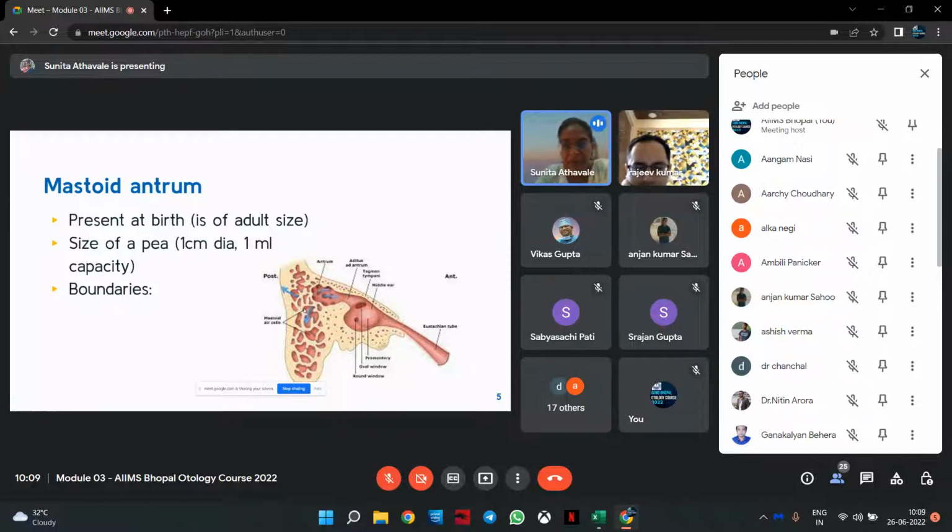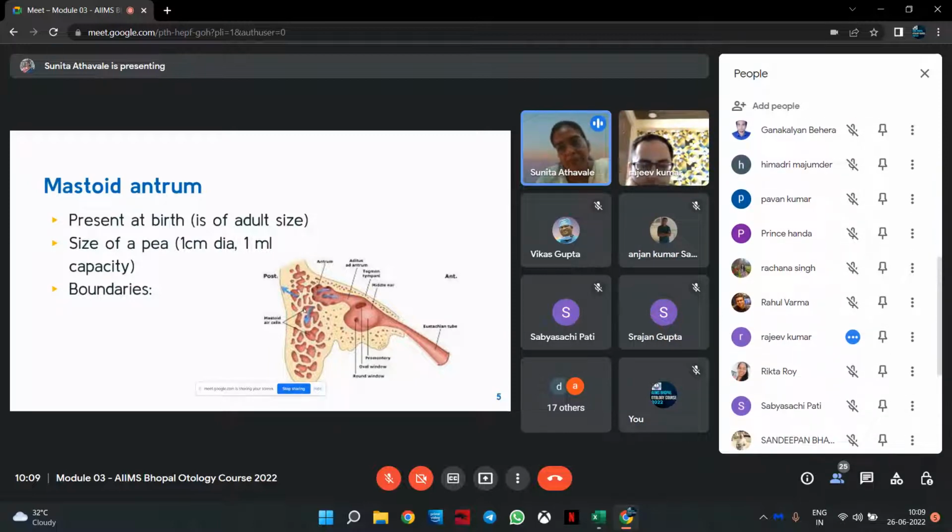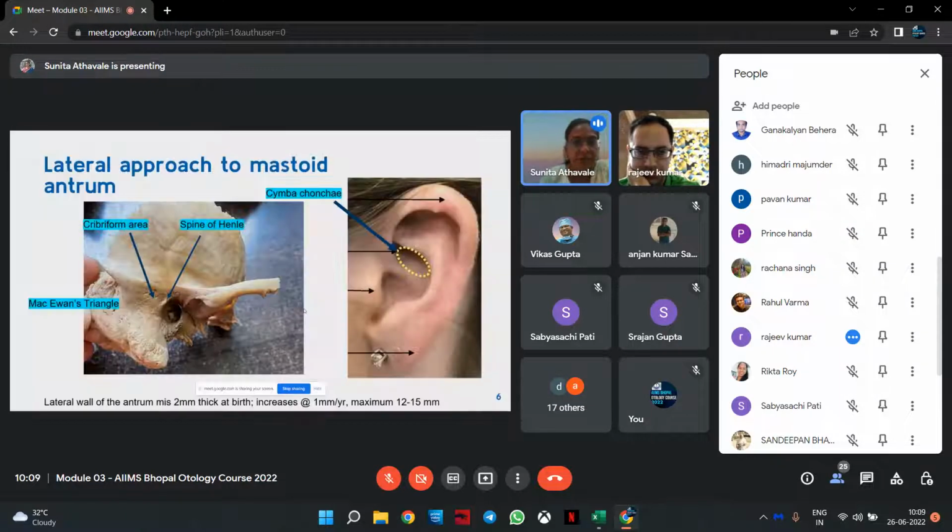So that means we have the posterior and the lateral semicircular canals and the labyrinth medial to it, and laterally we have squamous temporal bone. Okay, so from all sides there are important relations to this mastoid antrum, and we approach the antrum from the lateral aspect. So we will see how we approach the antrum, and what are the landmarks that help us in approaching the antrum. So the lateral approach to the mastoid is from a triangle called McEwen's triangle, and we would be seeing the boundaries of McEwen's triangle.